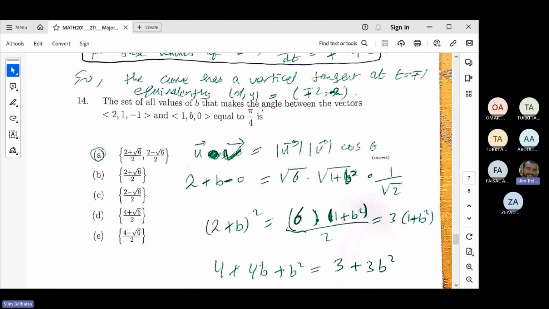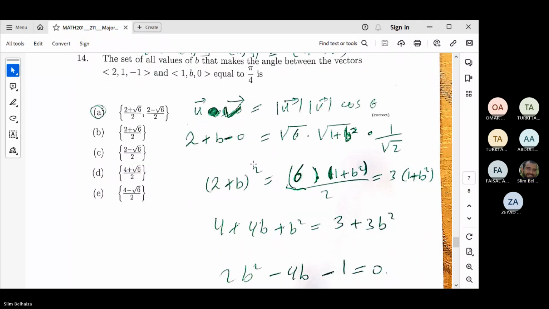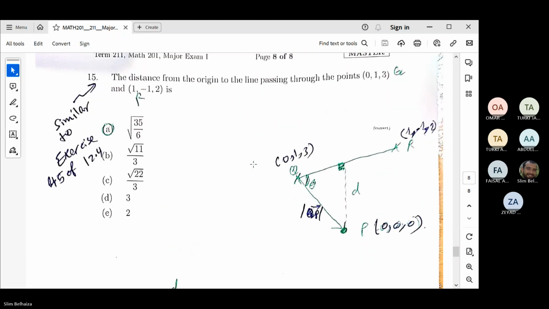So don't forget, when the angle is given and you have one parameter inside and you want to find the correct value for it, go directly for the dot product. And you have two alternate formulas for the dot product. Question, guys?